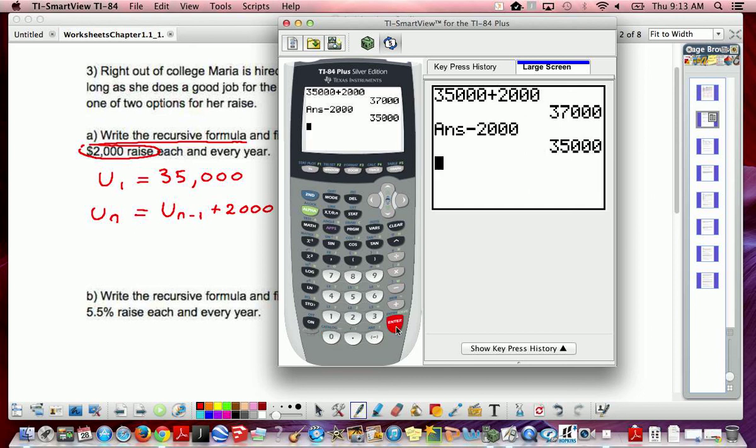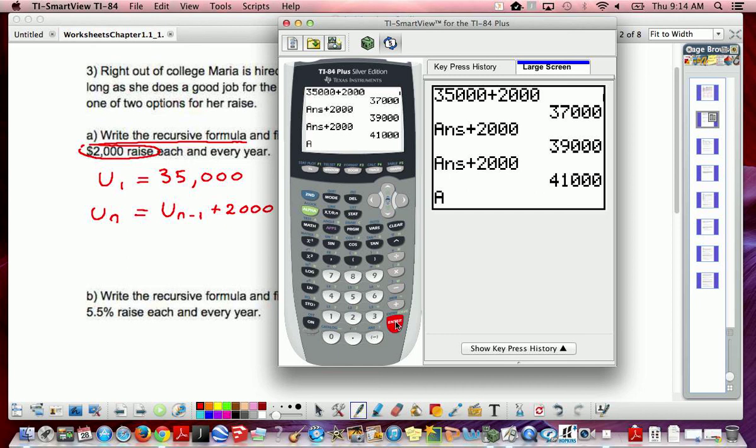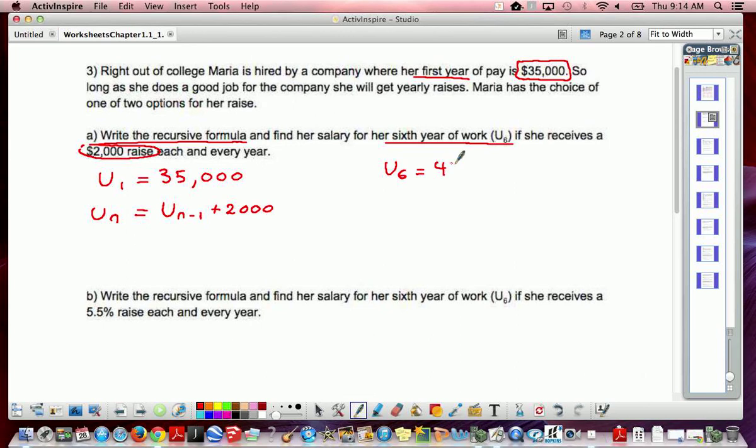Whoops, I didn't mean to do subtract there. So I'll have to start over again here. My apologies. 35,000 plus 2,000. So there's her second year, plus 2,000. There's her third year, fourth, fifth, and sixth. So in her 6th year, she's making $45,000 a year as salary.